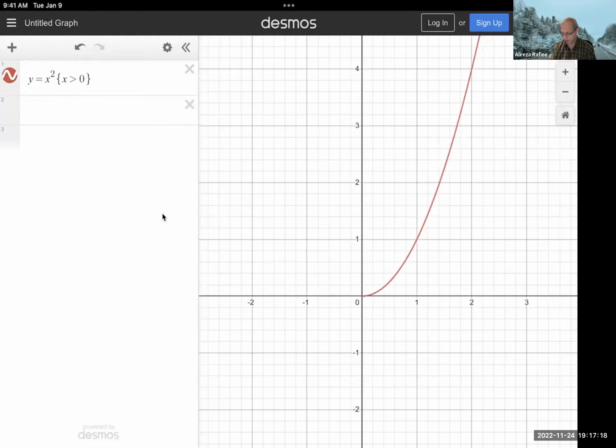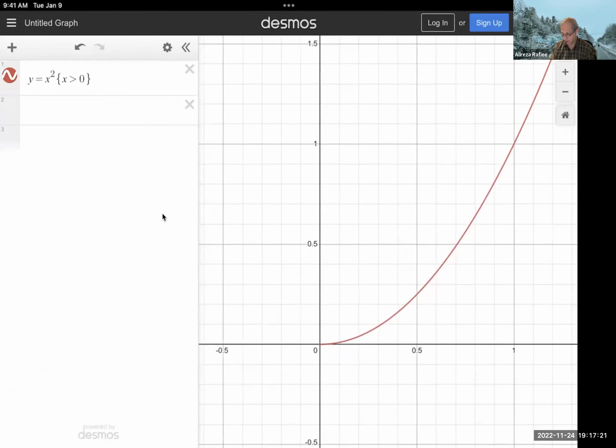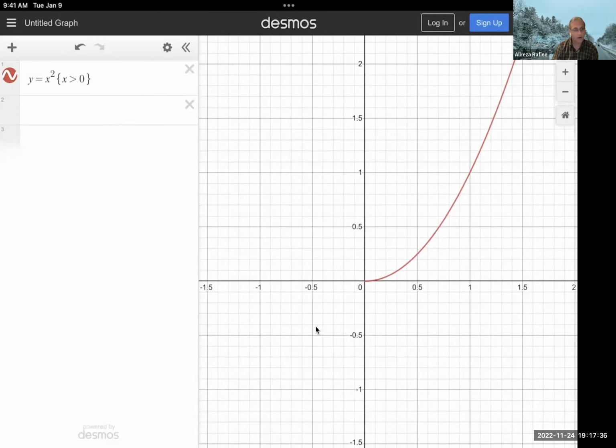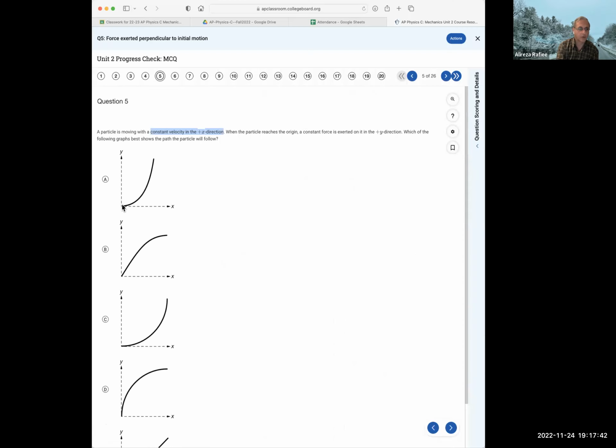It's similar to which one? It's more like A than C. Right. I think it's more like A rather than C. C is more rounded. It's more like a half circle or a quarter of a circle rather than a parabola. Good?